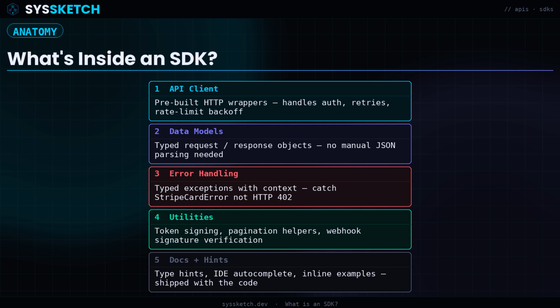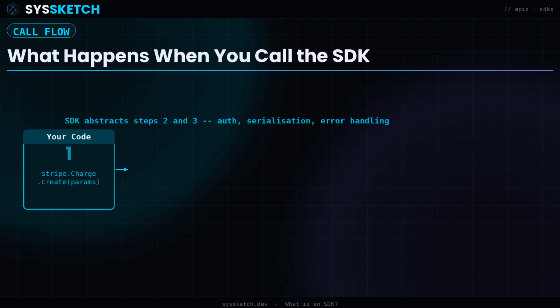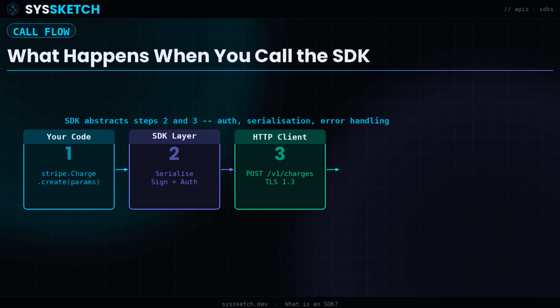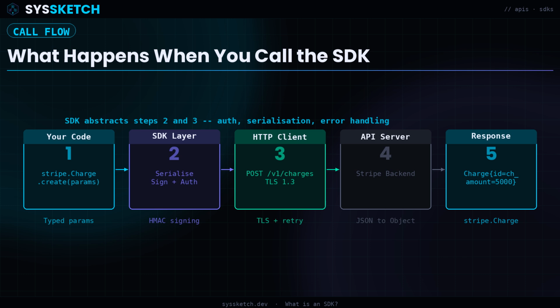Then comes error handling, not generic HTTP exceptions but typed domain errors. A Stripe card error tells you something specific. A 402 tells you almost nothing useful. Below that are utilities. Token signing, pagination cursors, webhook signature verification. And at the bottom, shipped right alongside the code, are documentation and type hints that power your IDE autocomplete. Every layer exists because someone got burned writing it from scratch.